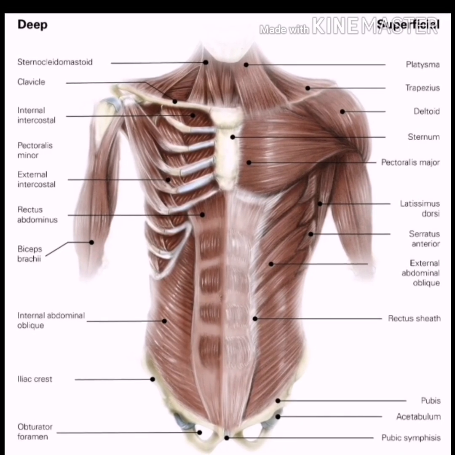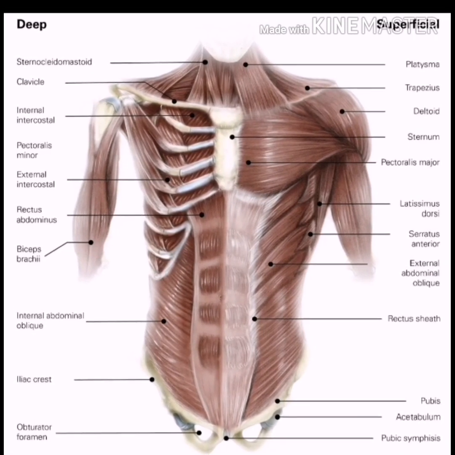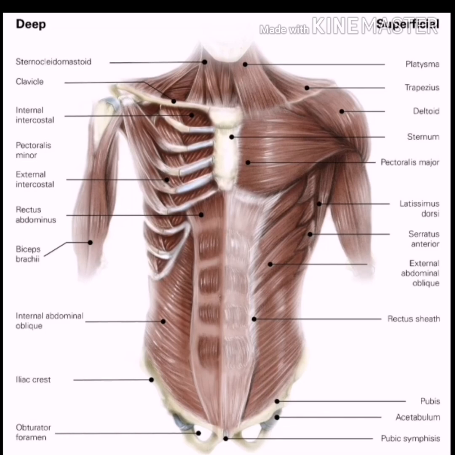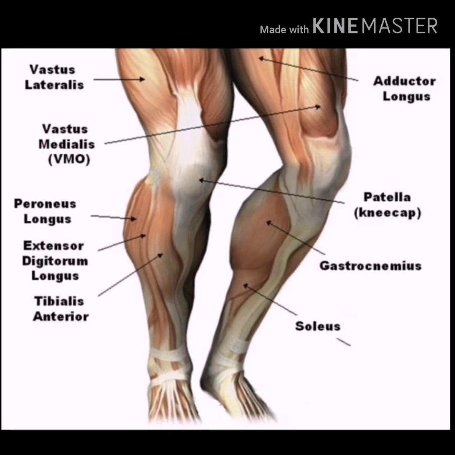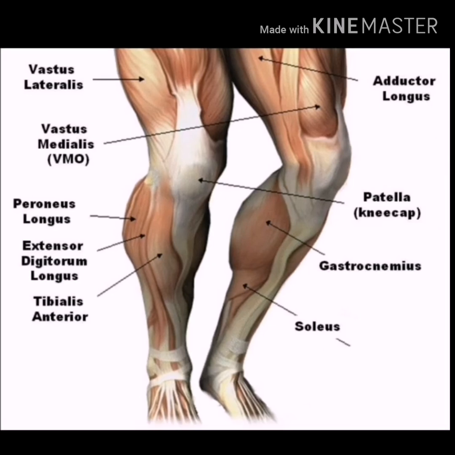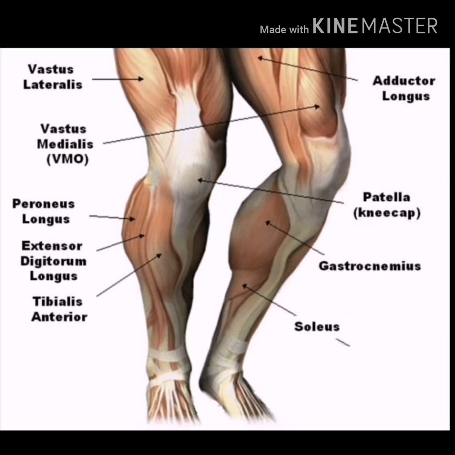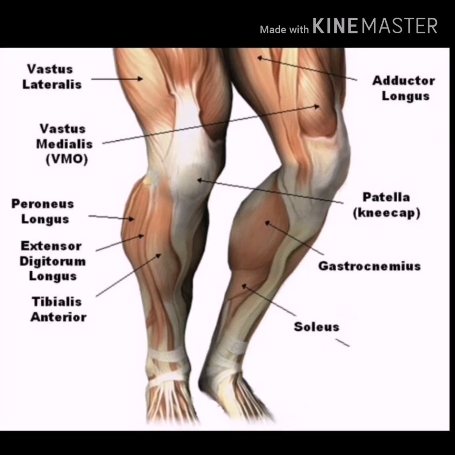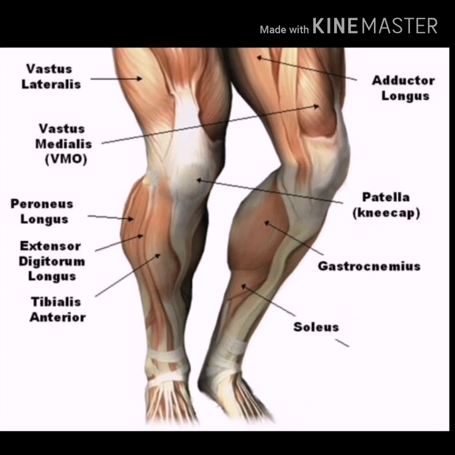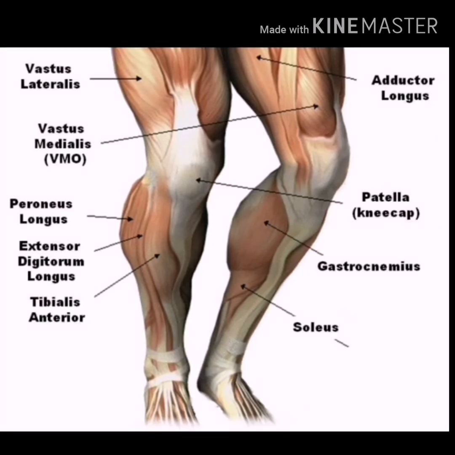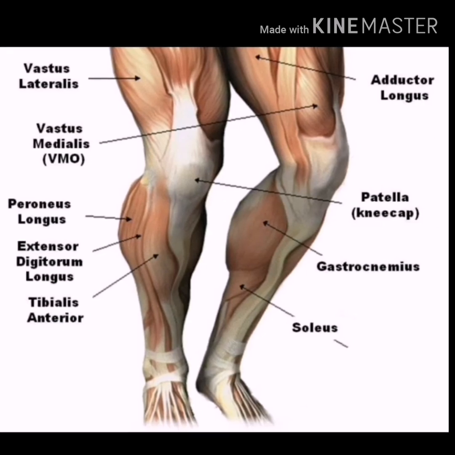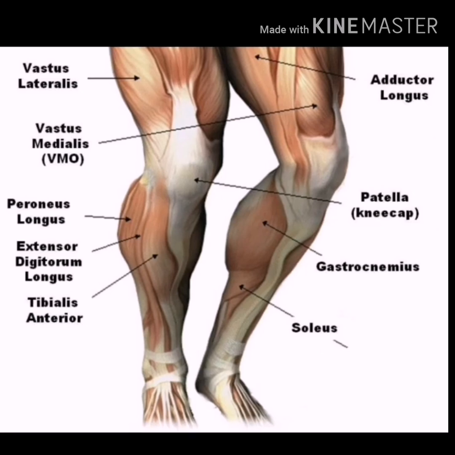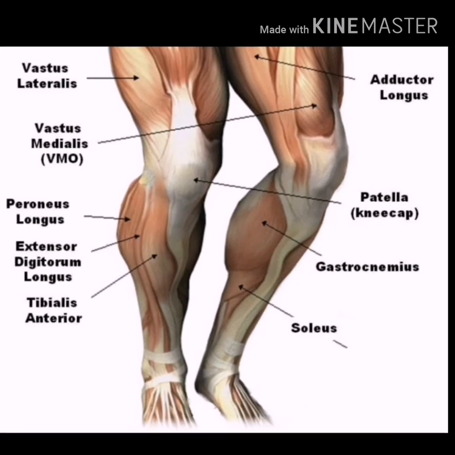Here are the muscles of the abdomen, serratus, latissimus also, plus the external oblique, internal oblique, rectus abdominis. Here the muscles of the leg from the anterior, you can see the peroneus longus, extensor digitorum longus, tibialis anterior. From posterior you can see the gastrocnemius, the soleus, also the tibialis posterior. Okay, that's it. Thank you.